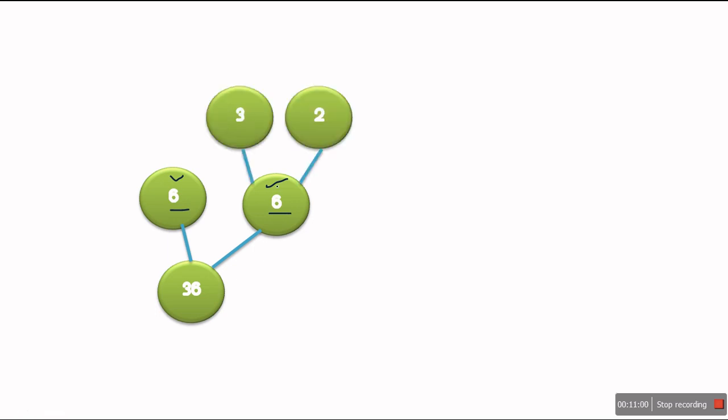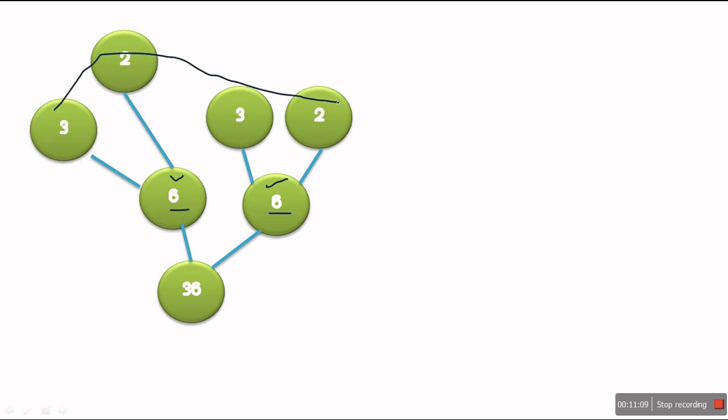Let us see with 36. 36 can be written as 6 times 6 is 36. Neither this 6 is prime nor this 6 is prime, so these can be further divided. 3 times 2 is 6, and again this 6 also, 3 times 2 is 6. Now these are the prime numbers, with the factor tree for 36.